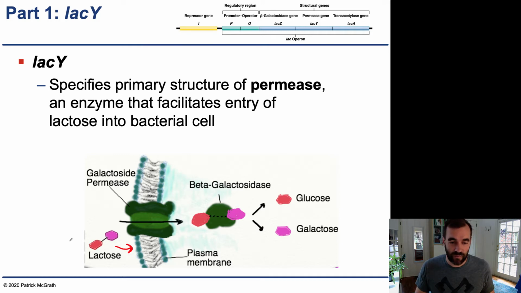In order for lactose to actually go into the cell, it has to be transported through the membrane into the cell. This is the job of the lacY permease gene. It's a transporter that transports lactose into the cell. Once it's in the cell, the lacZ beta-galactosidase can come in and cleave this into glucose and galactose.